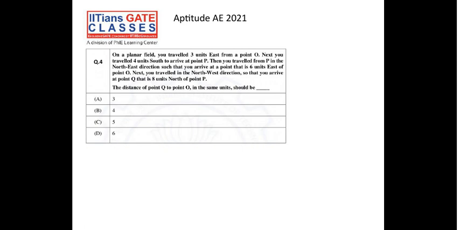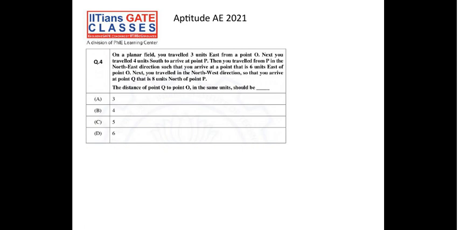On a planar field, you traveled 3 units east from a point O. Next, you traveled 4 units south to arrive at point P. Then you traveled from P in the northeast direction such that you arrive at a point that is 6 units east of point O. Next, you traveled in the northwest direction so that you arrive at point Q, that is 8 units north of point P. The distance of point Q to point O in the same units should be.